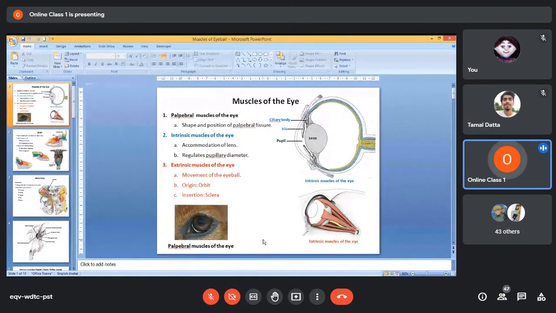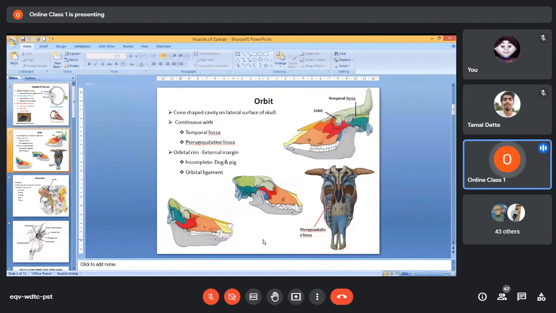Okay, now you see, before I go into all the detail of the muscles, I would like first to discuss briefly about the orbit. All of us know the orbit or the orbital cavity is the cavity where the eyeball is lodged. So the orbit is a cone-shaped cavity on the lateral surface of the skull where the eyeball will be lodged in live animal. So the orbit is labeled here. So this cavity here, this is the orbit.